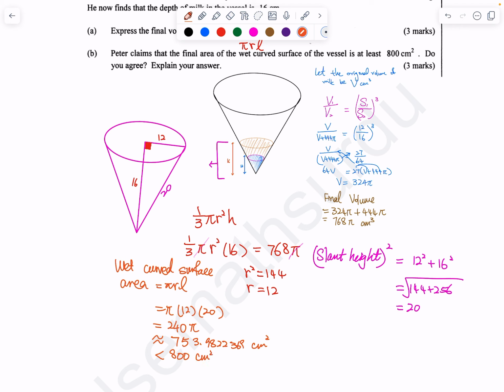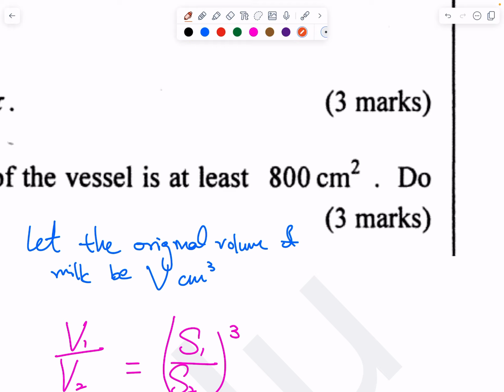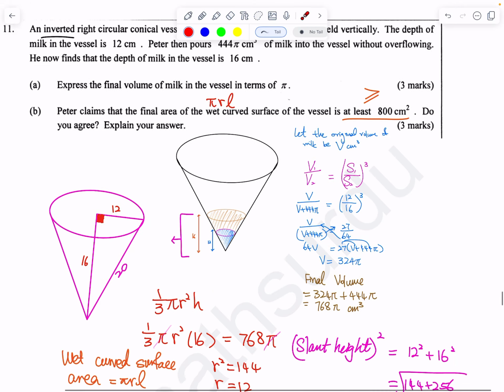So do you agree or disagree? Disagree. Why? Because the question said it's at least 800. At least means it could be more than or equal to, but not less.